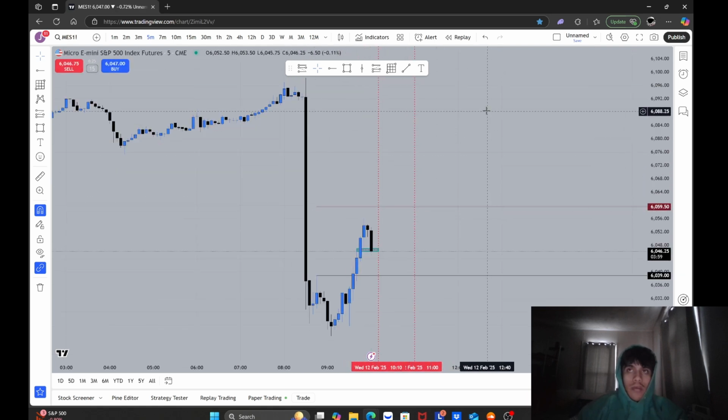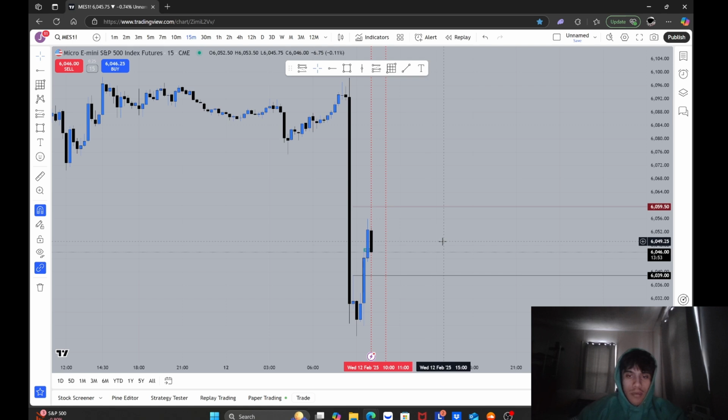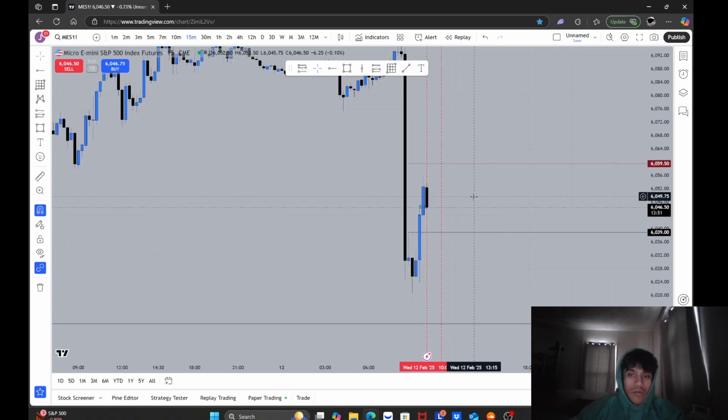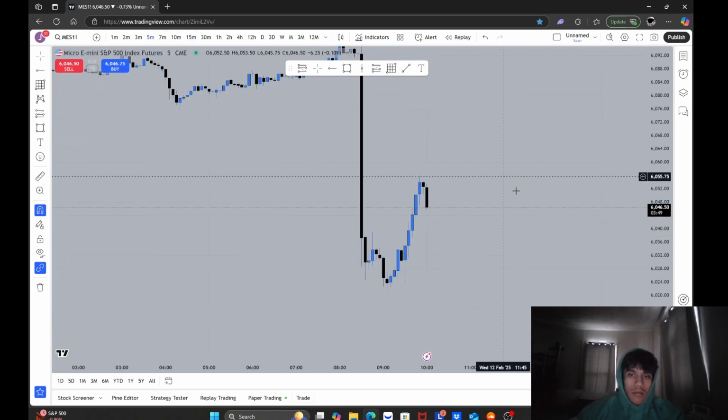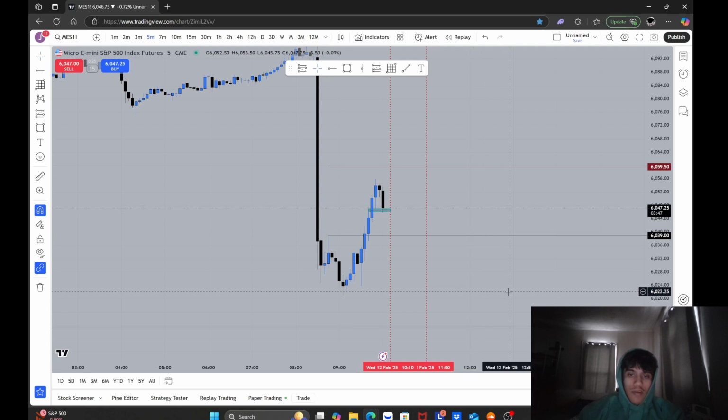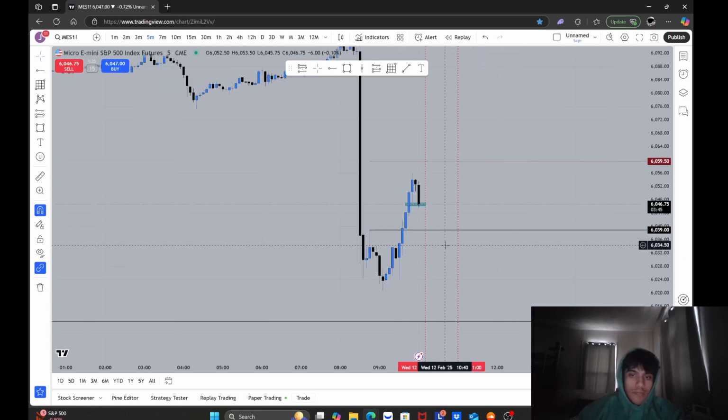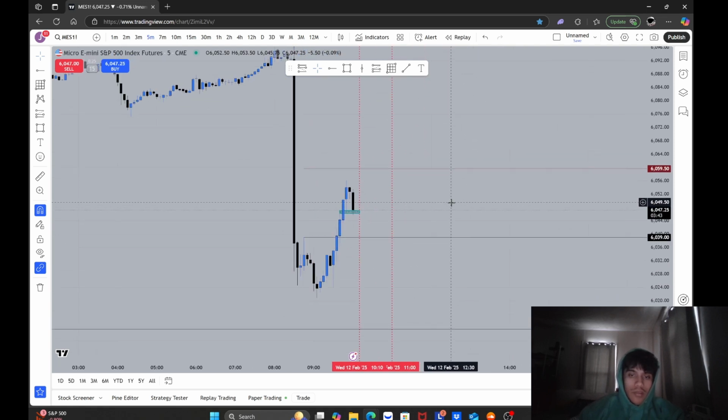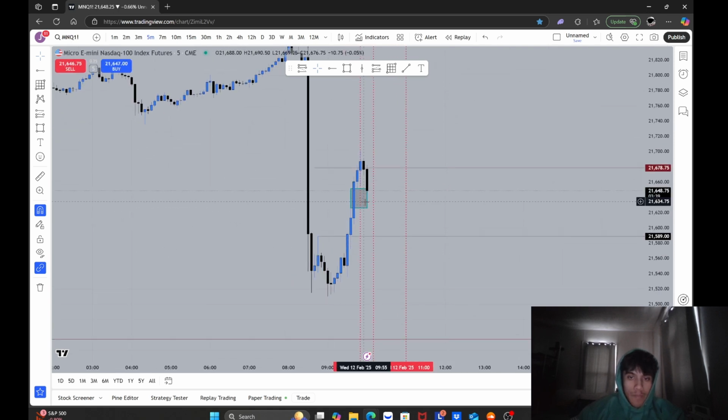Actually, never mind. So I'm doing cuts because I don't want you guys to just be bored the whole time. I'm going to try to show you the most I can, but I also run out of stuff to say, so I'm just going to be doing cuts. But right now we're dumping. We'll see what happens on this imbalance.